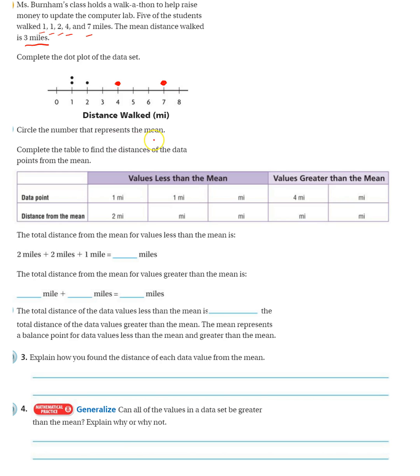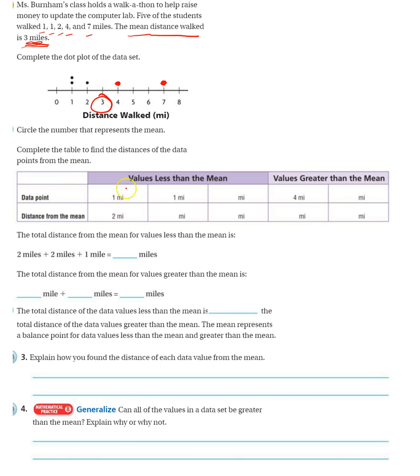Circle the number that represents the mean. The mean was 3. They told us that. The mean distance walked is 3. Complete the table to find the distances of the data points from the mean.